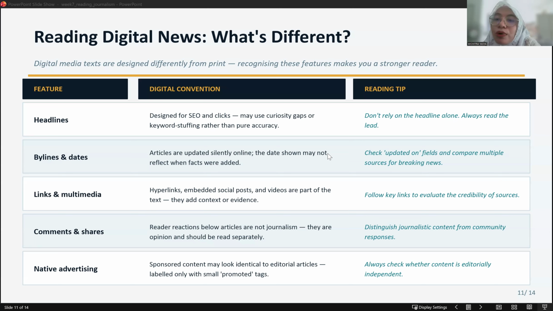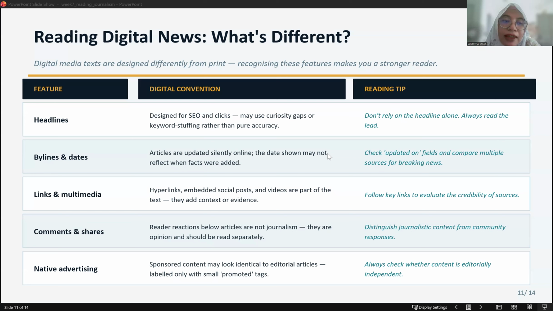So that means don't rely on the headline alone, always read the lead. So you have to read the content first, don't just read the headline. For print articles, the headline usually reflects the content, but it's different from online articles. The headline is made so that it can be clicked and read by people. Okay?